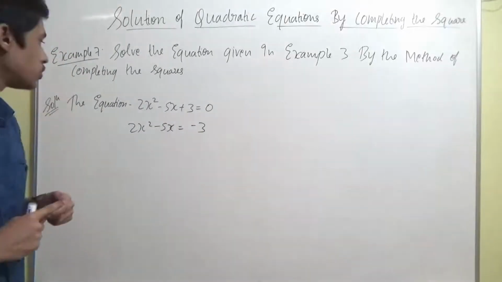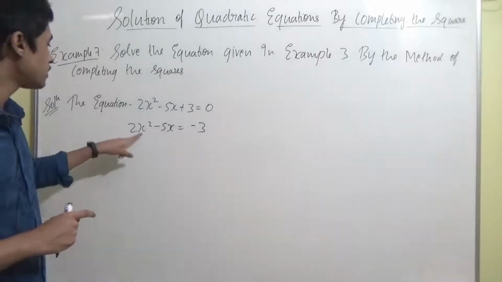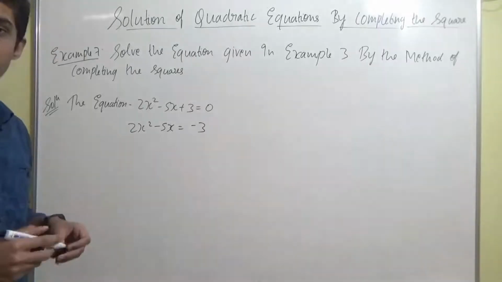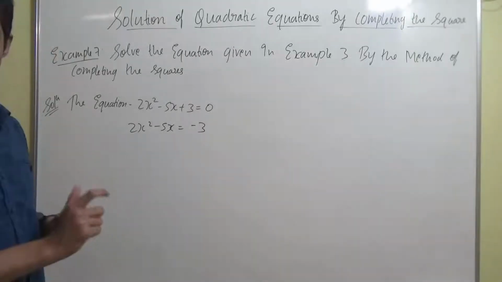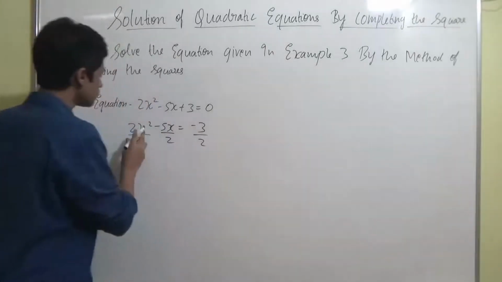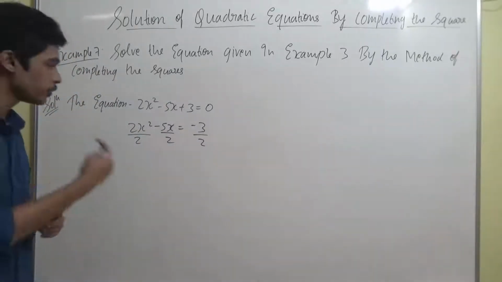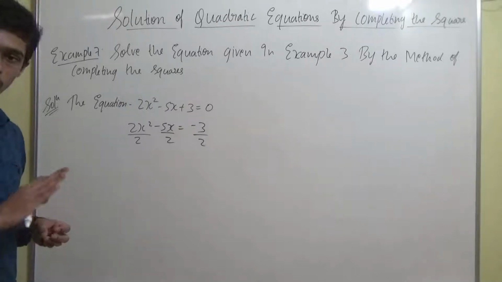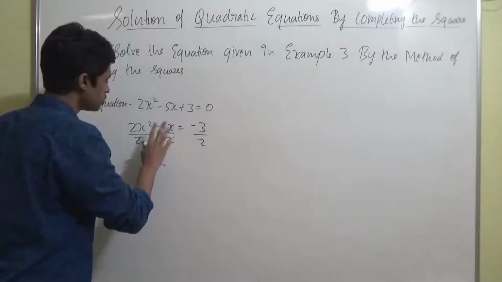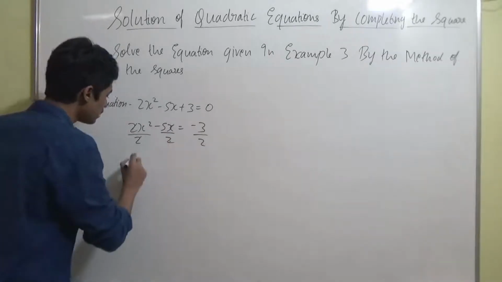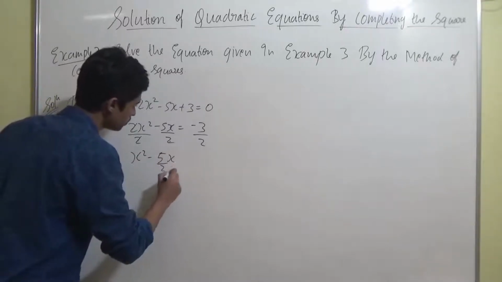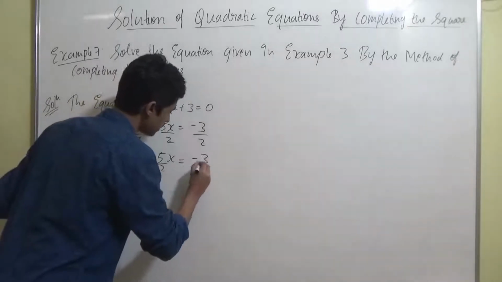Now the second step is you have to make sure that the term x square has a coefficient of 1. It shouldn't have 2 or 3. It should be alone. It should be x square. So what you have to do? You have to divide all terms by 2 so that only the x square term will be there. It shouldn't be like 2x square or 3x square. It should only be x square. Getting it? So 2 got cancelled. Here it doesn't get cancelled, so here it's going to be like this only. So the equation now becomes x square minus 5x by 2 equal to minus 3 by 2.